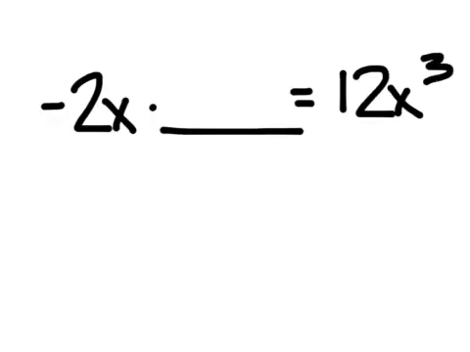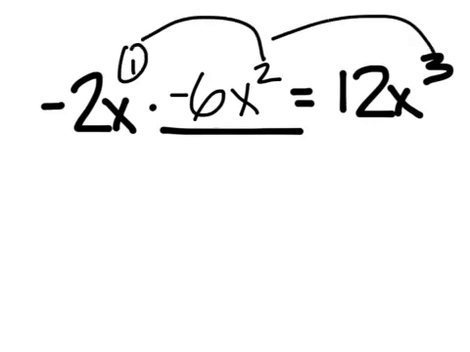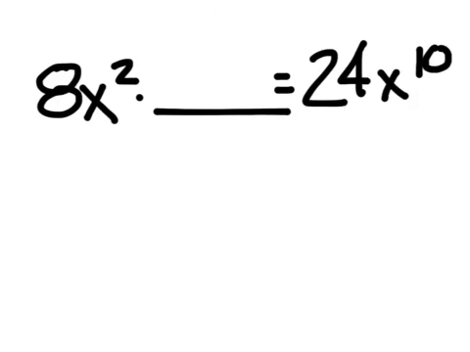-2 times something is 12. It is -6. And then x times something is x to the third. X squared, yes, because 1 plus 2 is 3. And then on this one, 8 times something is 24. 3x to the 8th power is right.